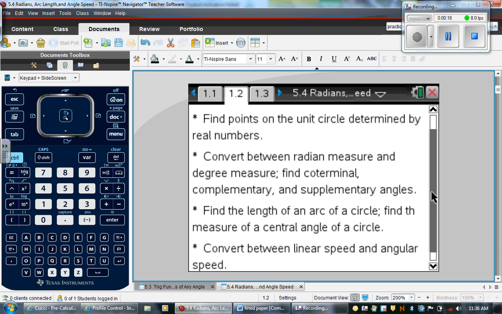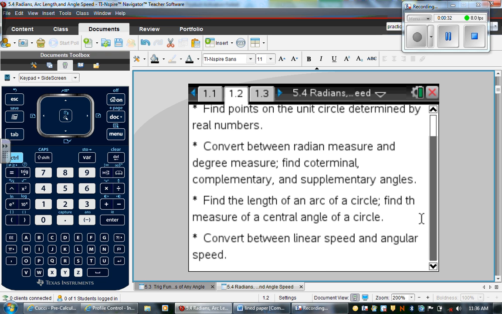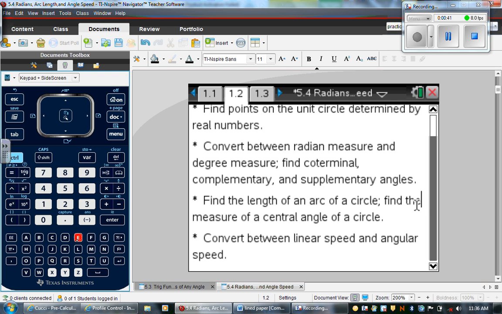Okay, so by the end of this lesson, you will be able to find points on the unit circle determined by real numbers, convert between radian measure and degree measure, find coterminal, complementary, and supplementary angles, find the length of an arc of a circle, find the measure of a central angle of a circle, and convert between linear speed and angular speed.